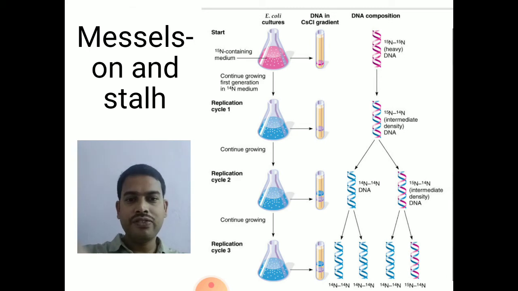After a few hours of incubation, they again performed the cesium chloride density gradient centrifugation. Then they observed two different bands: one is completely N14 containing band and the other is N15 and N14 containing band. You can clearly observe in the right side figure, number 3 from the top, where they got two bands. One is the hybrid N15 N14 containing band, the other is the pure N14 N14 containing band.